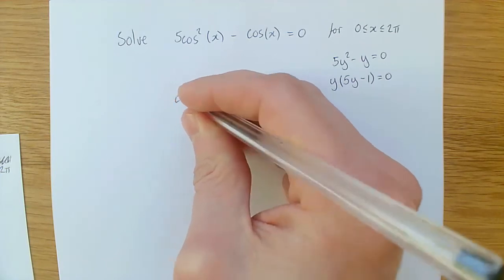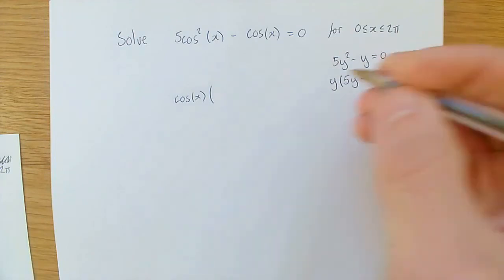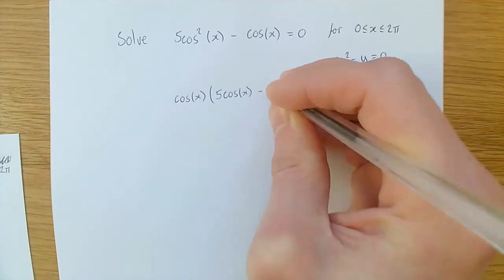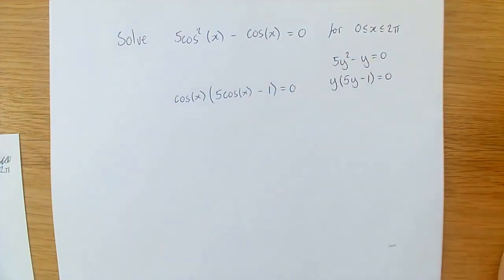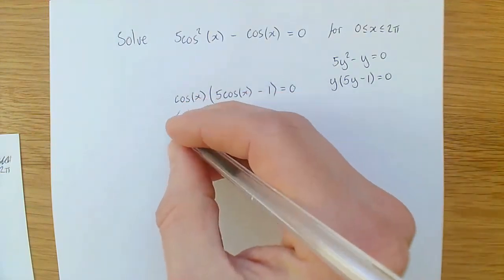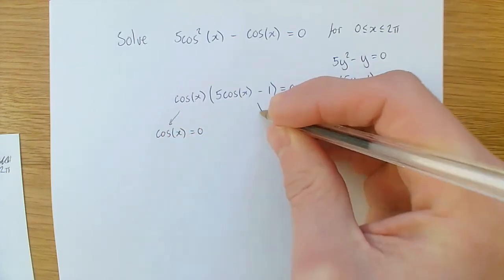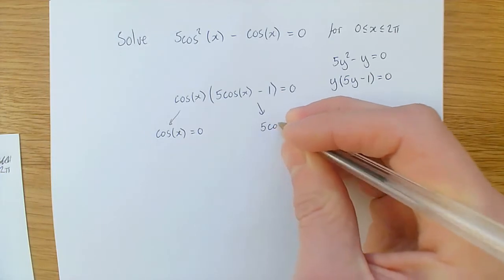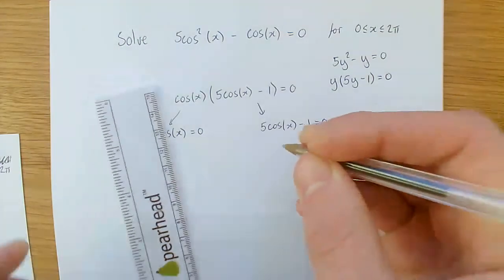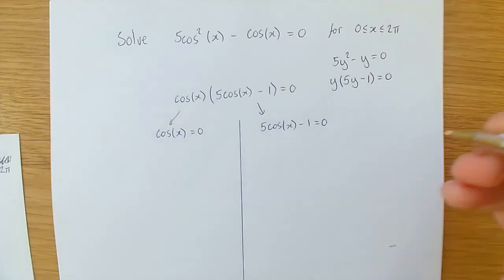Well, instead of a y coming outside over here, that's a cos. So we're taking a cos x outside, and that leaves us with 5 cos x, take away 1 inside the bracket. 2 things multiply together to give us 0. So either cos of x equals 0, or 5 cos x minus 1 equals 0. So that gives us 2 things to go away and solve that will give us our answers.